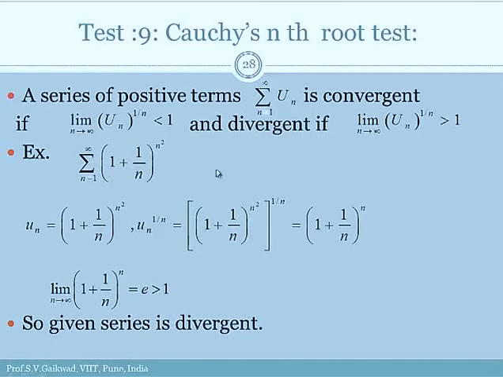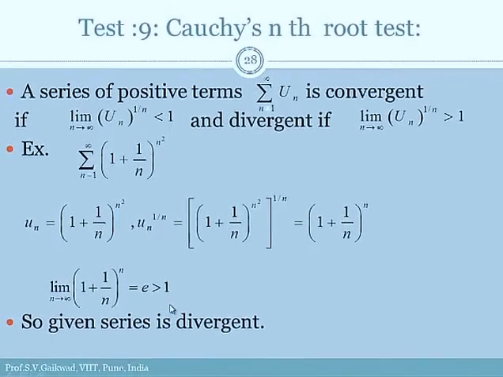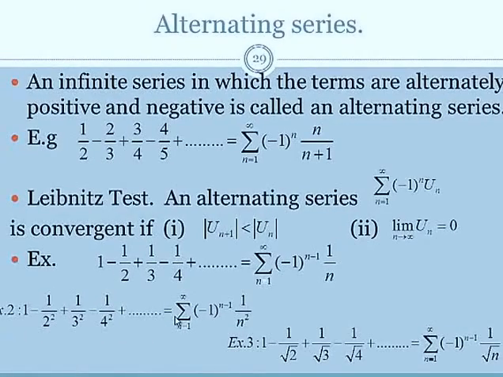Obviously we will apply the test if it is possible to find the nth root of un. So this is the series, this is un, and we can easily find its nth root, raised to 1 by n. We get (1 plus 1 by n) raised to n, and the limit of this is the standard form, the limit is e, which is greater than 1. So the given series is divergent, as the limit of the nth root of un is greater than 1. With this, we have now completed the tests for positive series.